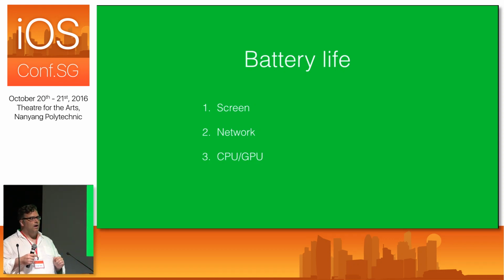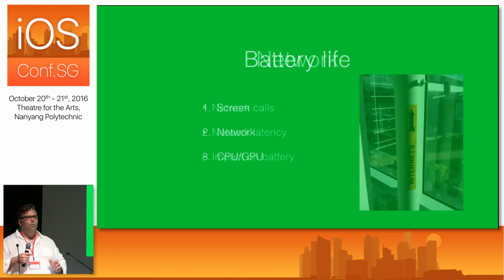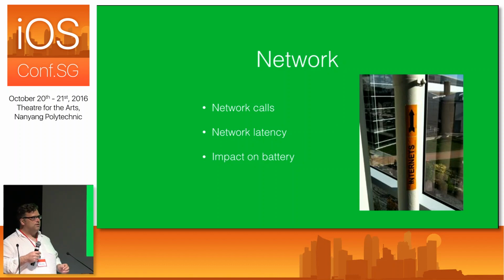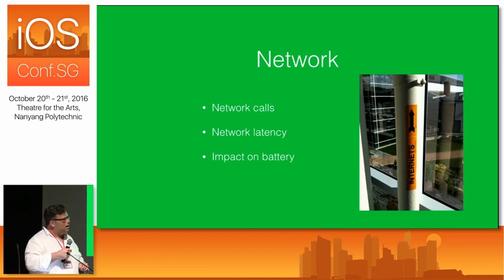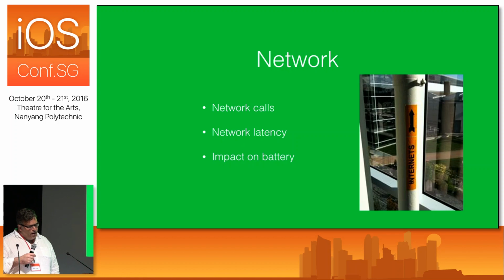What I really want to talk about is network. What does using the network affect on your phone? So I found this image, and it's kind of funny. It's actually on a sticker inside of Google, and the internets are just running through that pipe there. What happens with network calls? What are we doing when we're using the network? And how do we actually make it better? So the things to think about here are network calls, latency, and what that affects: battery.